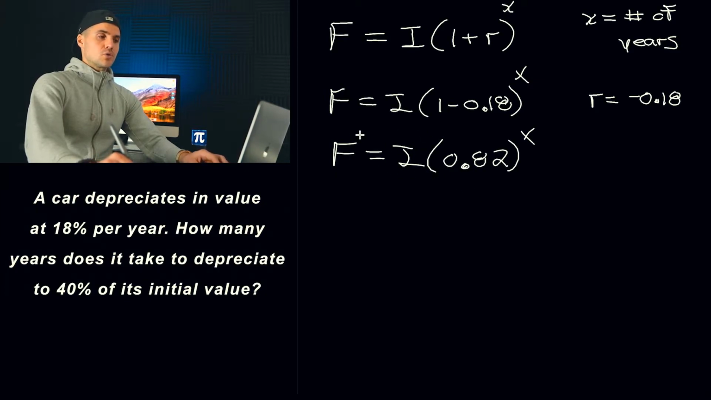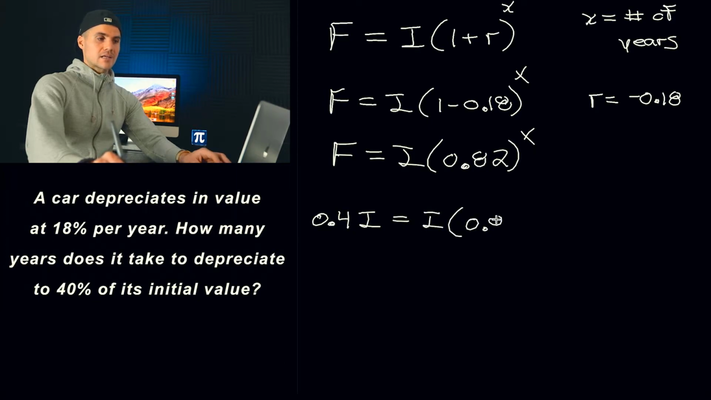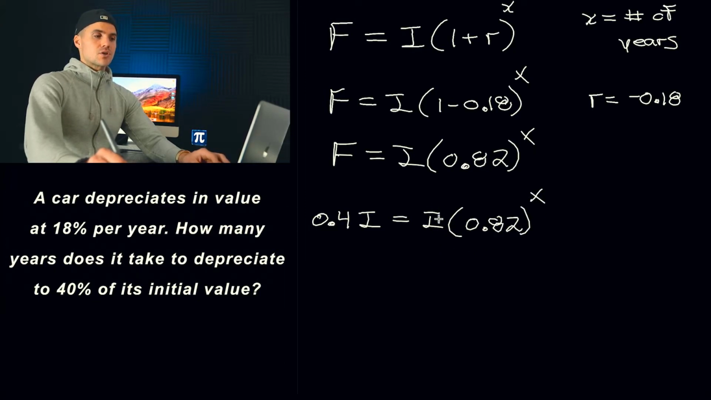Well, we are told that the final amount is going to be 40% of the initial amount. So we could plug in 0.4 I for the final amount. Then we're going to have I here, and it's going to be 0.82 right here to the power of x, like that. So it actually doesn't matter what that initial amount is, because what's going to happen is we're going to divide both sides by I. The I's are going to cancel out, and we're going to be left with 0.4 on that left side.